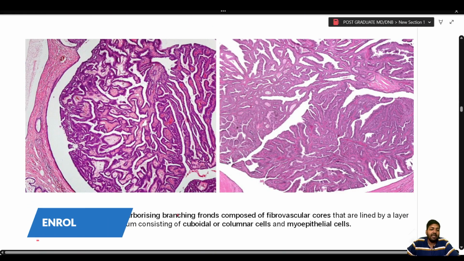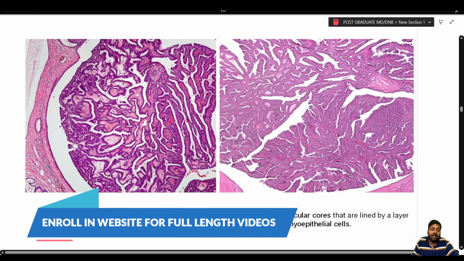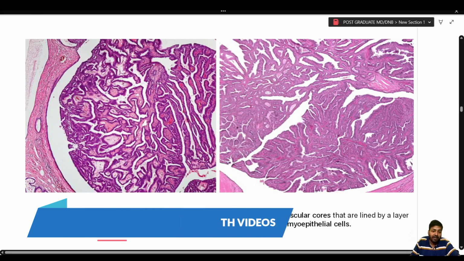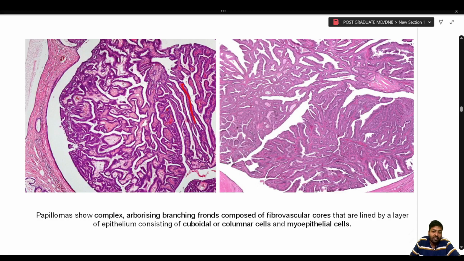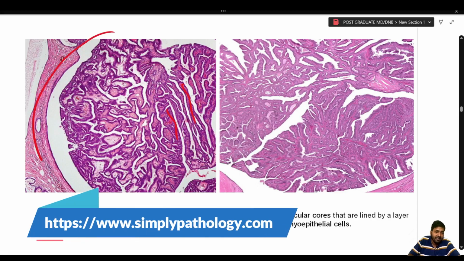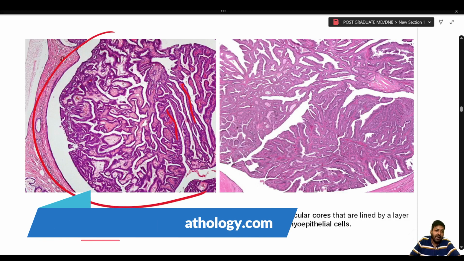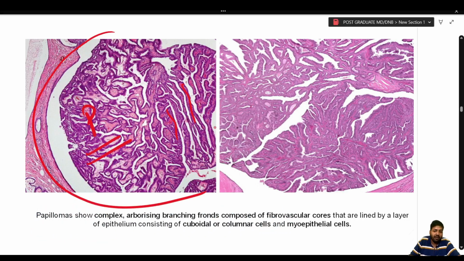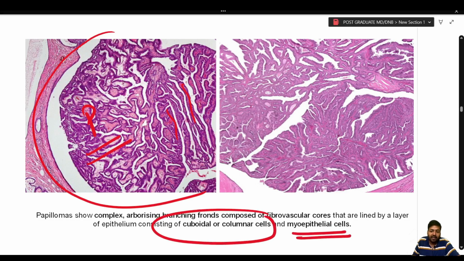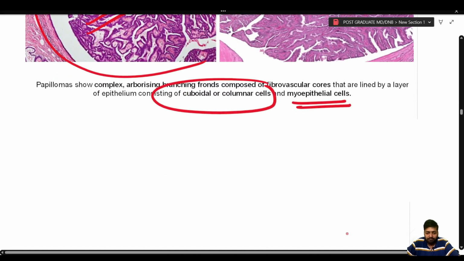So this is basically a papilloma. As you can appreciate, there is a complex arborizing pattern and you can see the fibrovascular cores. You can see this is the duct space where they are contained, and this is the papillary lesion that we are appreciating over here. They are lined by two layers of cells, one layer of epithelial cuboidal columnar cells and another layer of myoepithelial cells. So this is a characteristic feature of a papilloma.